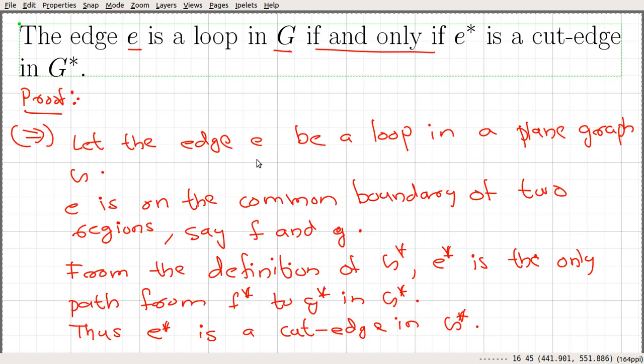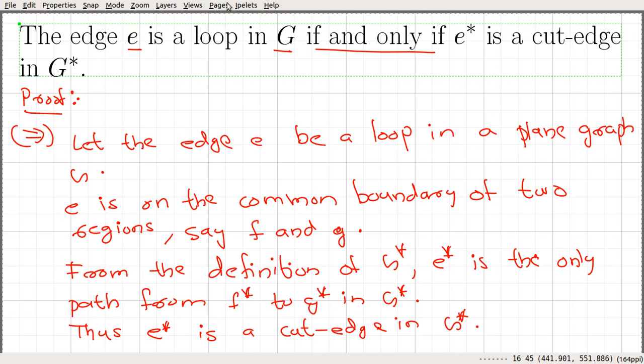So we can very easily see that if E is a loop in a plane graph, it is on a common boundary of two regions, say F and G. So from the definition of the dual graph G star, E star is the only path from F star to G star in G star. So if you delete E star, then there is no way to reach F star from G star or vice versa. And that says E star is a cut edge in G star. So that proves this direction: if E is a loop in G, then E star is a cut edge in G star.